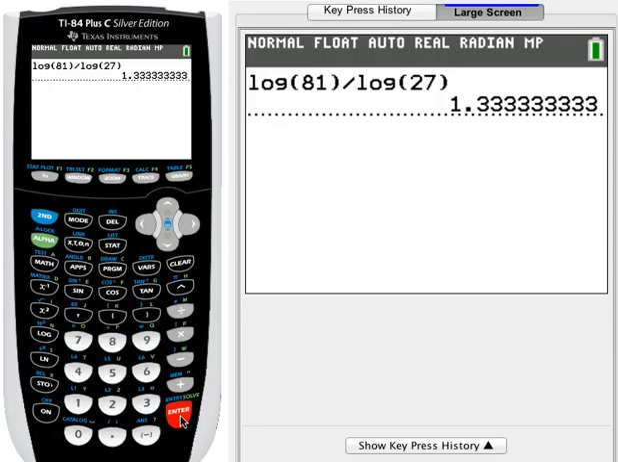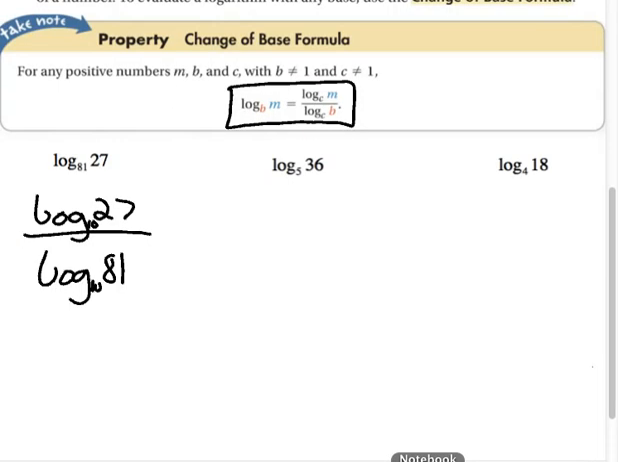Okay? So this one turned out to be 1.3 repeating, which as a fraction is going to give me 4/3. So that's where this comes in handy, is I can actually calculate any logarithm, evaluate any logarithm using my calculator.